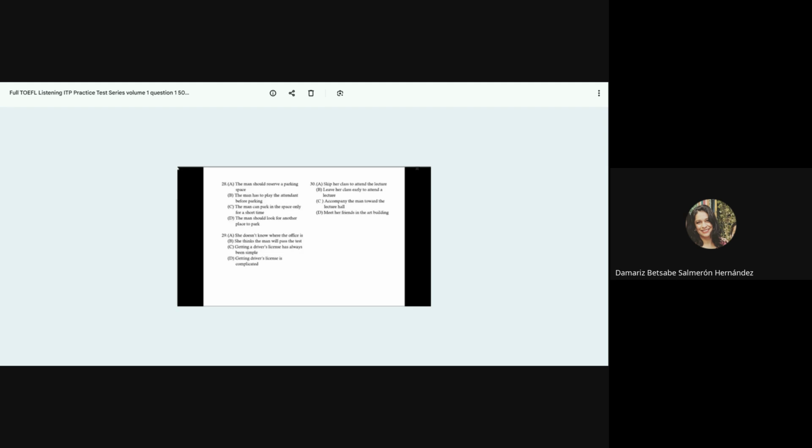Number 28. I see the space is marked reserved. Can you get a ticket for parking here? Just for a few minutes? Sure can. I did once and had to pay a huge fine. What does the woman imply?